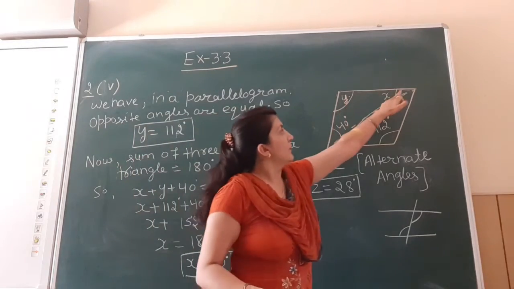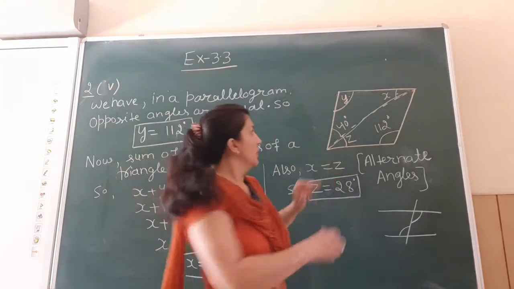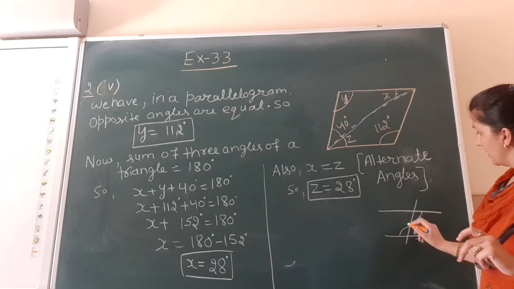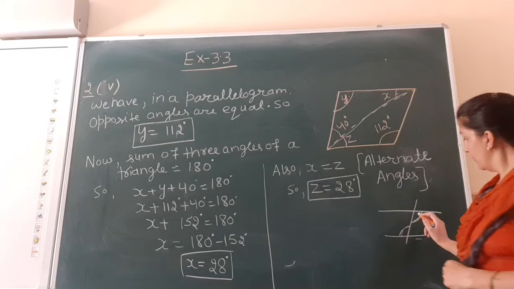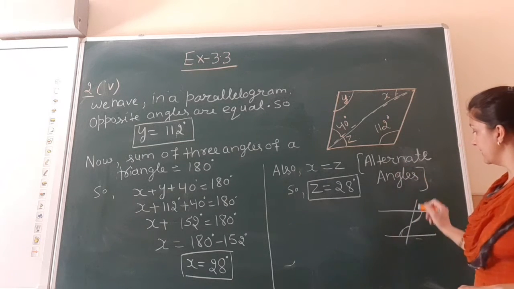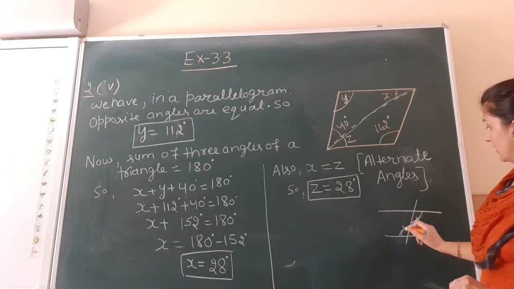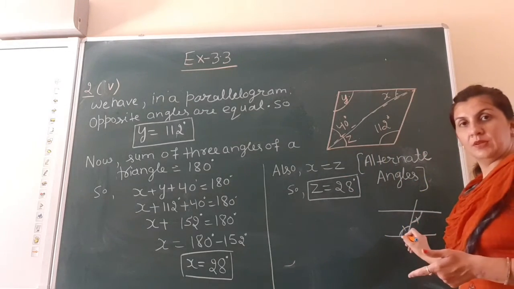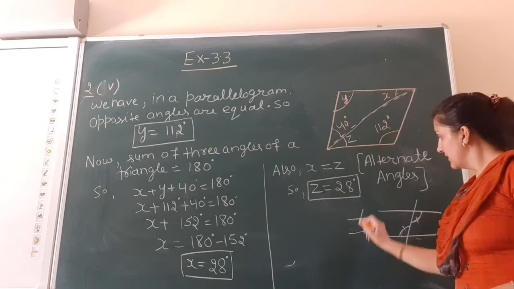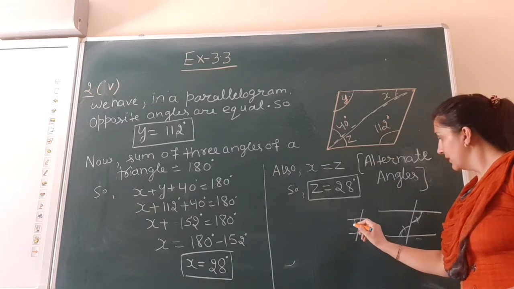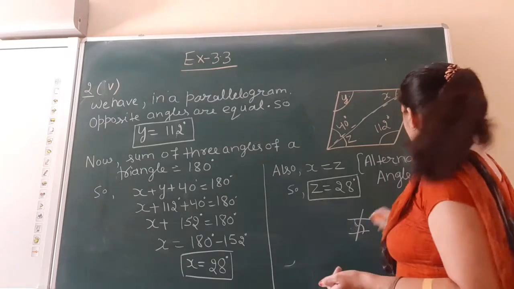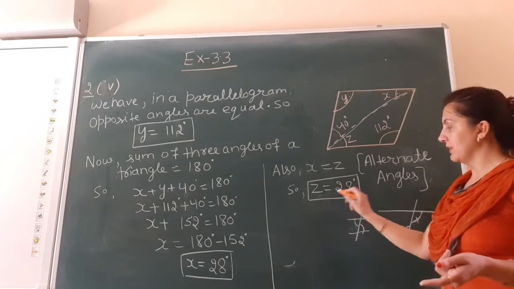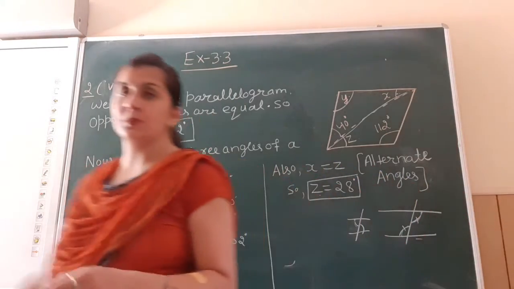Now we are left with z. Both are parallel lines. When two parallel lines make angles like this, these angles are called alternate angles, and these angles are equal. They make the shape of an S. This can be in the right direction or the other direction, but it is just like the S. So these are called alternate angles. So x is equal to z, and z is equal to 28 degrees.